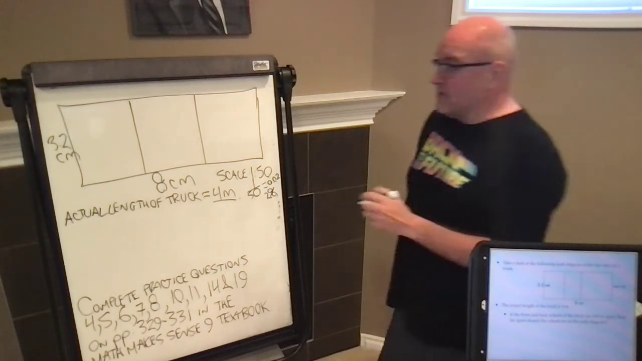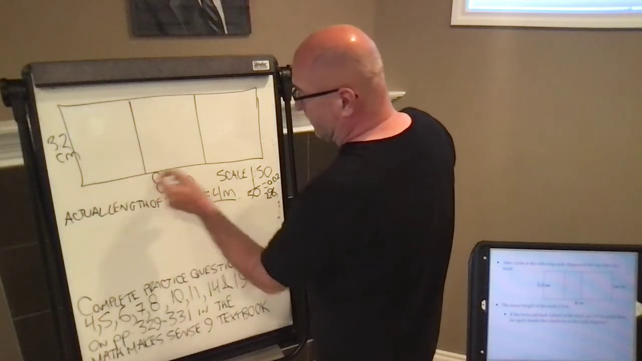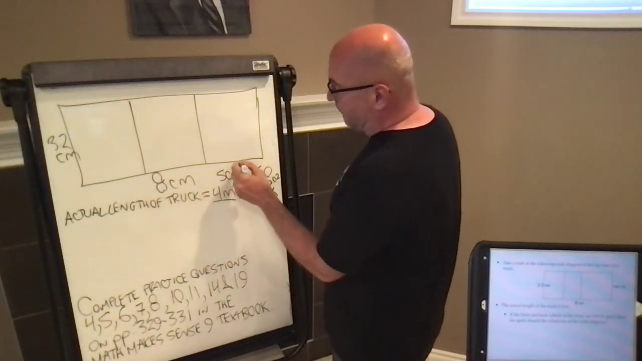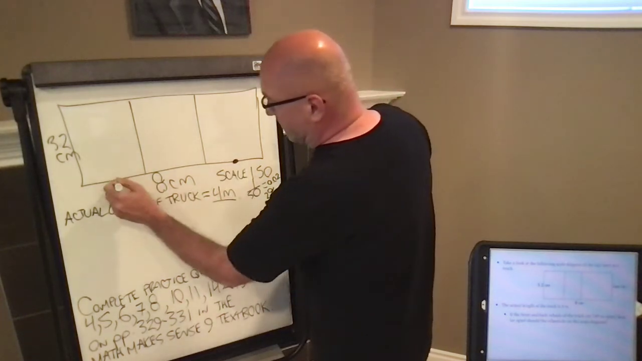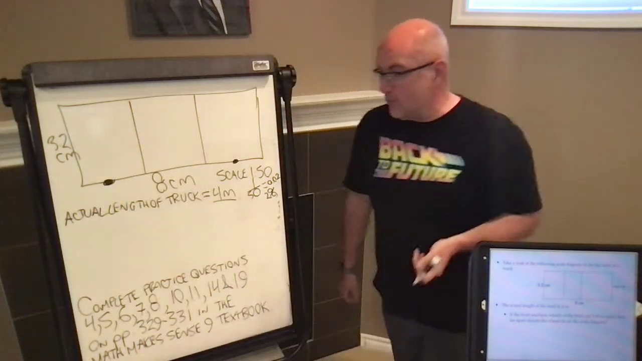So we realize that essentially 4 meters is going to be represented by 8 centimeters. What we're asking for is basically, if I was drawing where the wheels are, the wheels would be roughly here somewhere, right? I mean, you have to put those wheels somewhere.